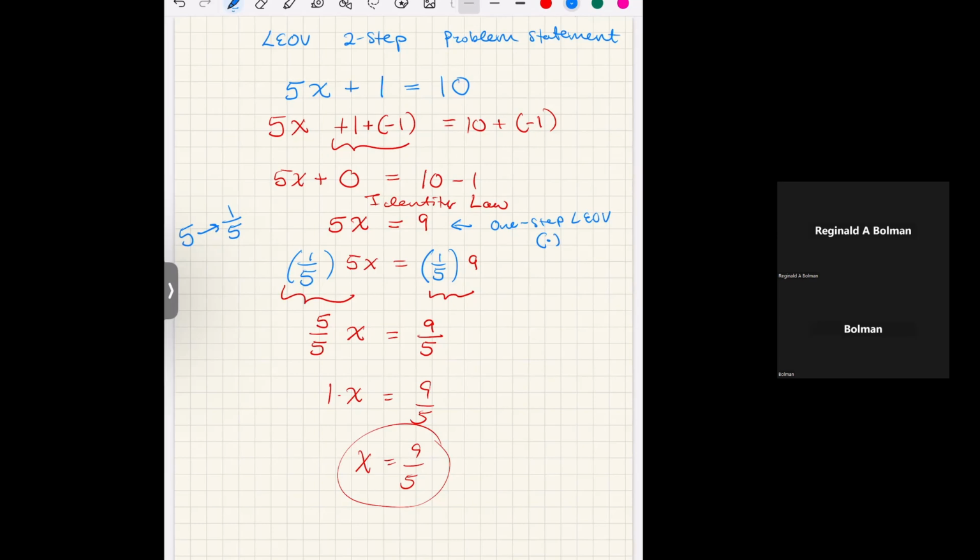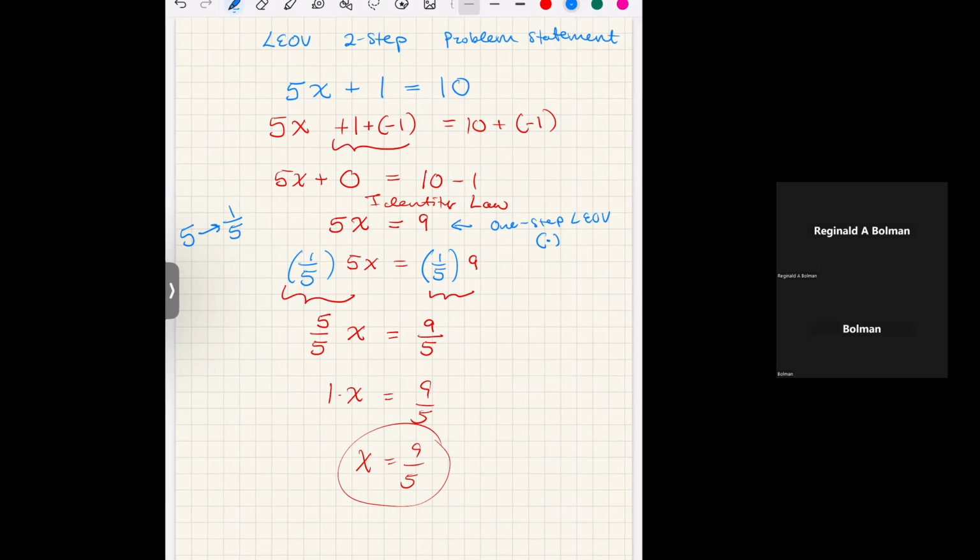Welcome back, class. In the last lesson, we introduced this idea that there exist certain families of linear equations. In particular, we saw that whenever you have a two-step LEOV, two-step linear equation of one variable, such as 5x plus 1 is equal to 10, you may reduce the two-step LEOV to a one-step LEOV by first removing the number that is being added or subtracted from your unknown terms.